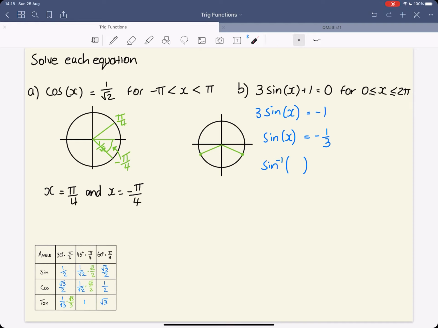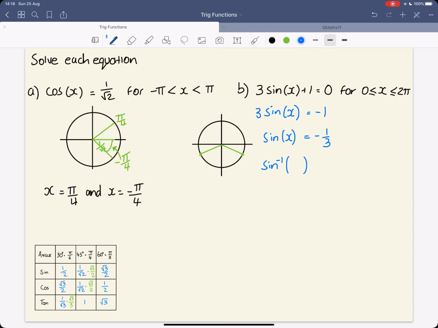Okay, let's think about this. We are interested in finding out this angle in our third quadrant and this angle in our fourth quadrant. Now, in our third quadrant, our angle would be equal to 180 plus our reference angle, but we don't know our reference angle, do we? Well, we can find out what this angle is. Let's do it.